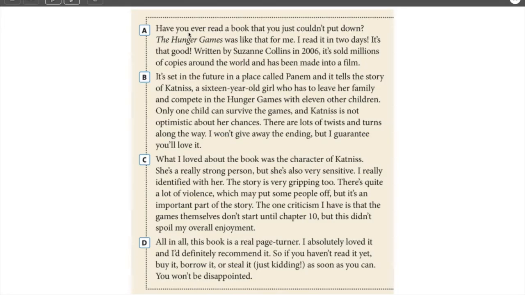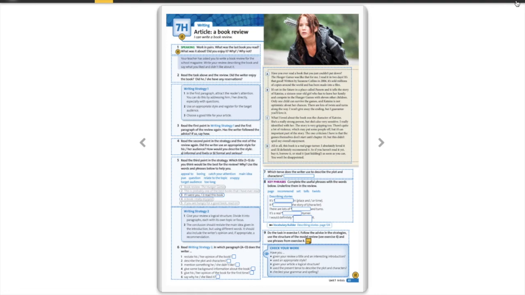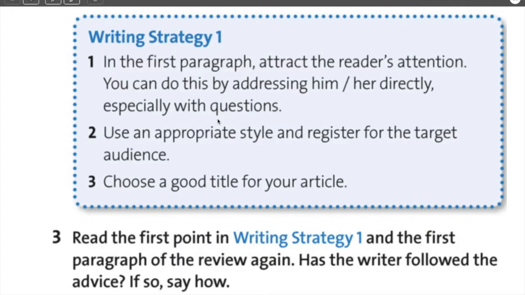Here's the review. Have you ever read a book that you just couldn't put down? The Hunger Games was like that for me. I read it in 2 days. It's that good. Written by Suzanne Collins in 2006, it sold millions of copies around the world and has been made into a film. So in my opinion, the author used this strategy by making it a question. So he's trying to catch our attention by asking a question: Have you ever read a book that you just couldn't put down? Okay, now let's read the second one.